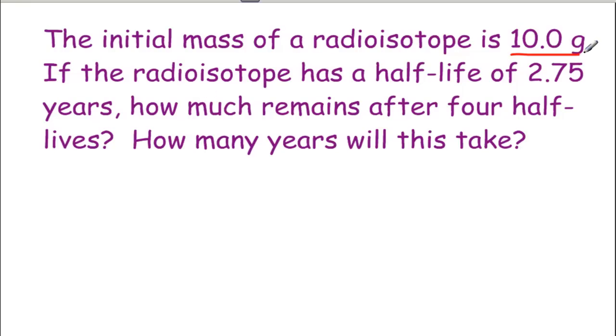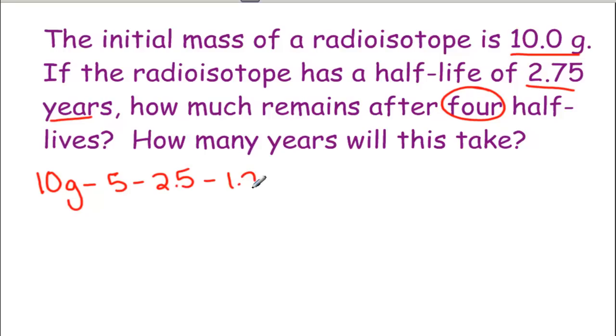We start with 10 grams. We have a half-life of 2.75 years. Okay, so we want to know how much remains after 4 half-lives. So if we start with 10 grams, we go to 5, we go to 2.5, 1.25 to 0.75. And that's taken us through 1, 2, 3, 4 half-lives. Okay, so the answer to the first part is 0.75 grams will be left.